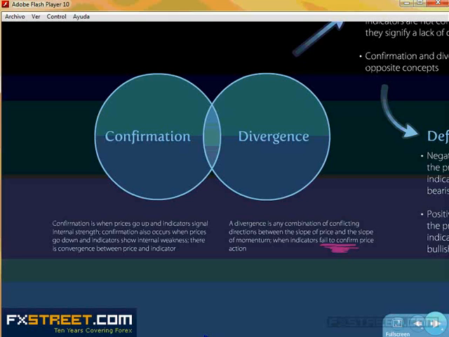Confirmation is one of the basic concepts in technical analysis. If you have some notion of the theory and its basic tenets, confirmation is the most basic principle of the theory, and basically it says confirmation is when prices go up and indicators signal internal strength. Confirmation is also when prices go down and indicators show internal weakness. Confirmation is therefore a convergence between price and the indicator.